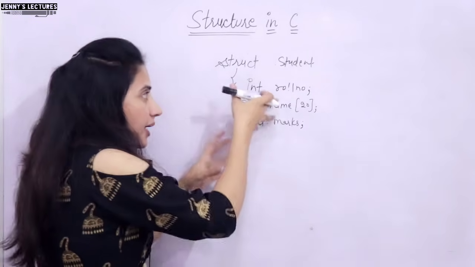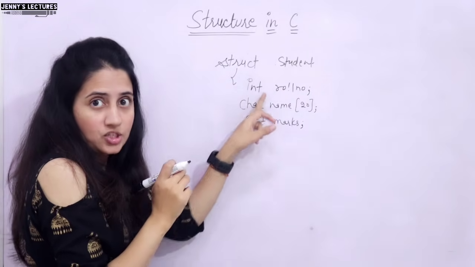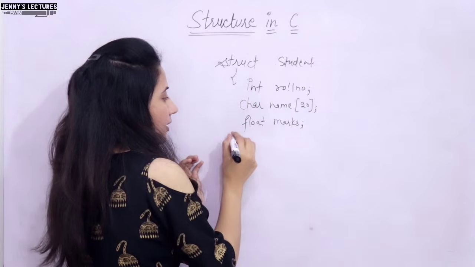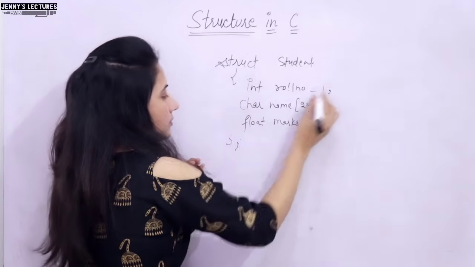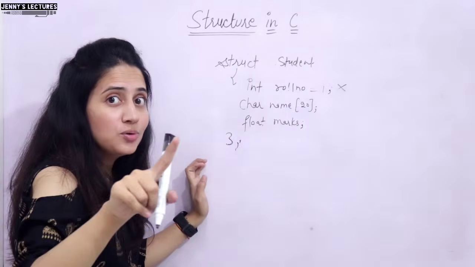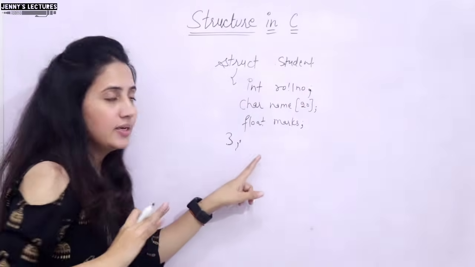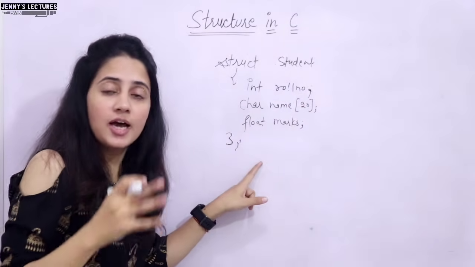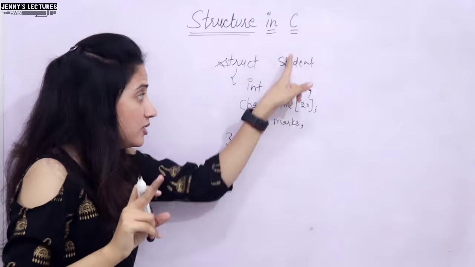Next thing is what? Here we cannot initialize an individual structure member. Like if you want to write down here int roll number is equal to 1, this would not be allowed. And why so? See, when you write only this thing, it doesn't mean the memory has been allocated in the computer memory. No, memory has not been allocated.